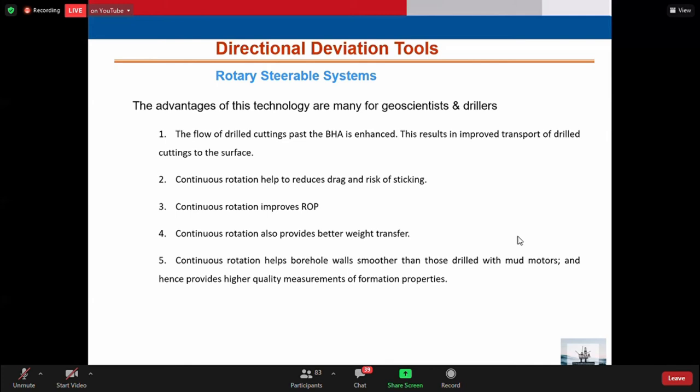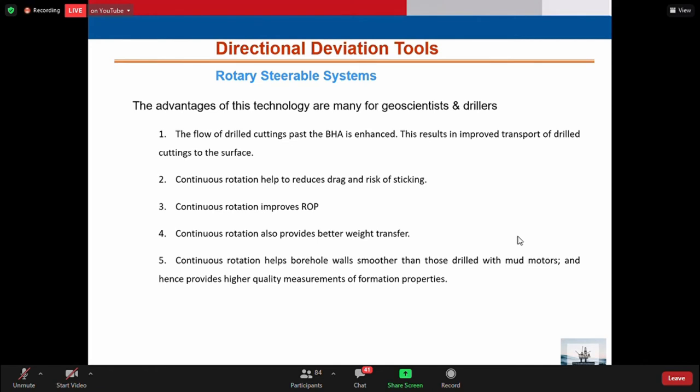So I can save many days. If I drill with a mud motor, it will take 6 days, but with the rotary steerable system, it will save most of the time, for example 3 days instead of 6 days. It makes a huge saving of time, as there is continuous rotation. There is no need to bring the tools to the surface, no need to change any of the BHA, and the data is transferred in real time, so it brings many advantages.